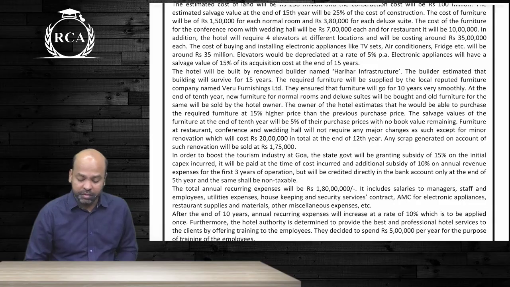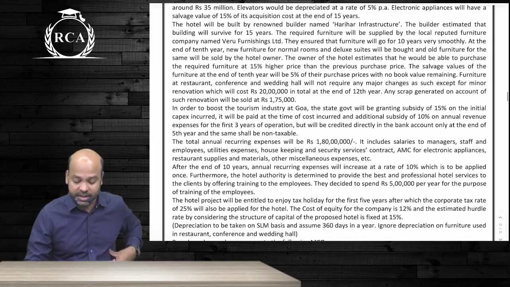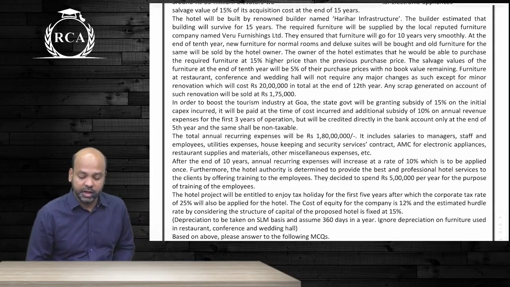Next, furniture at the restaurant, conference and wedding hall will not require any major changes except for minor renovation which will cost 20 lakhs in total at the end of the 12th year. Any scrap generated on account of such renovation will be sold at 1,75,000.